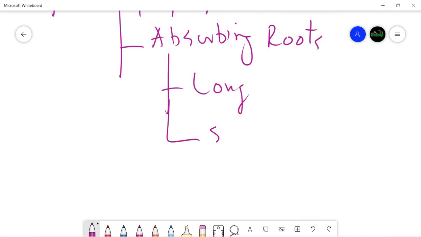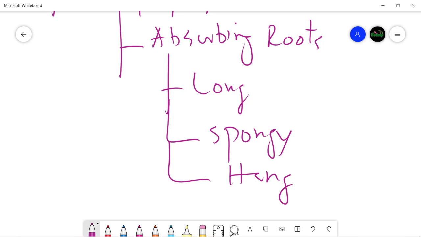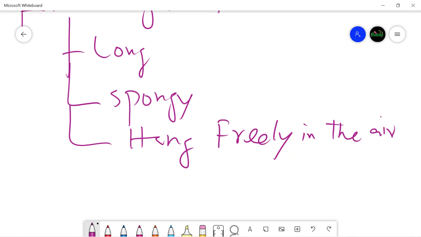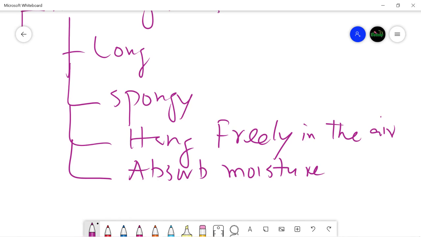and spongy in texture, and they hang freely in the air. And what they do is absorb moisture that is present in the air.